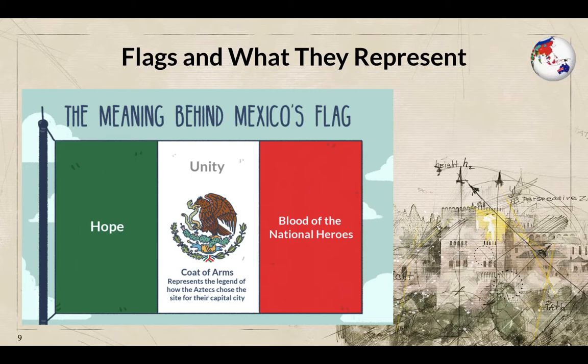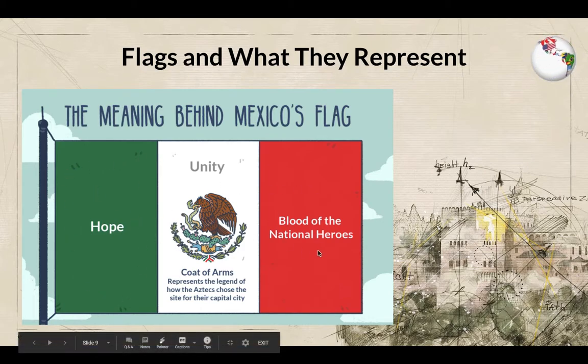Part of political geography is the flags of countries. So we want to find out about the flag of a country that you're researching. And what does that flag mean? Your books will certainly have some of this information, and if not, you can always do some deeper research on the internet. But what do the colors and the shapes on your flag represent?